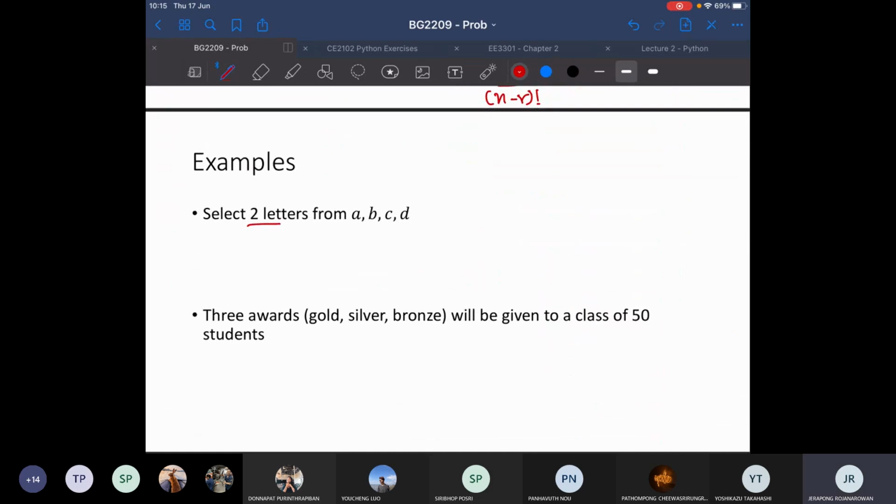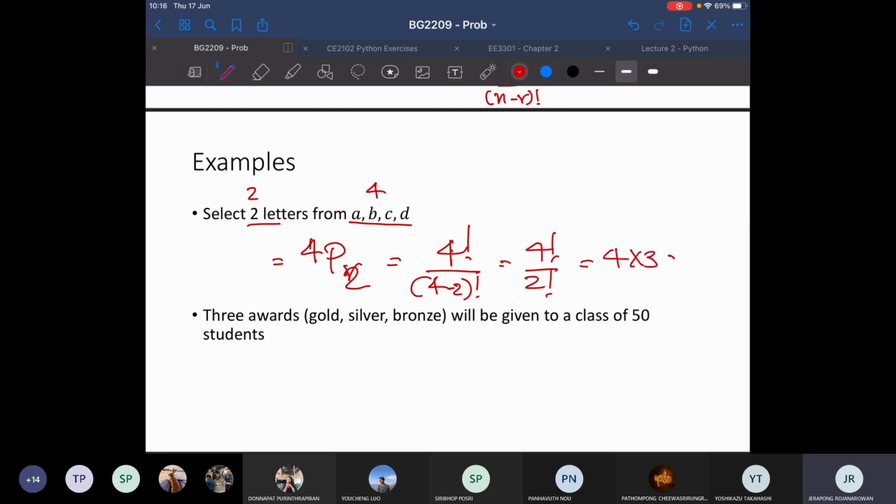Okay, you select two letters from A, B, C, D. So clearly you have 4 here, and then you select only 2, so it's 4PR, 4P2, sorry. 4P2 is going to be 4 factorial divided by 4 minus 2 factorial, which is 4 factorial by 2 factorial, which is 4 by 3, which is 12.